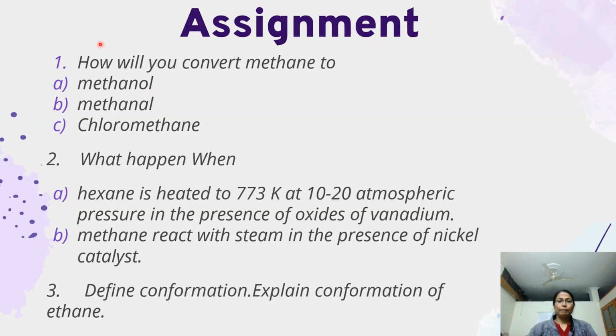Now, based on the topic taught, let us do the assignment. How will you convert methane to methanol, methanal and chloromethane? Second question, what happens when n-hexane or hexane is treated at 773 Kelvin at 10 to 20 atmospheric pressure in the presence of oxides of vanadium? And second, methane reacts with steam in the presence of nickel catalyst. And third question, define conformation, explain conformation of ethane.